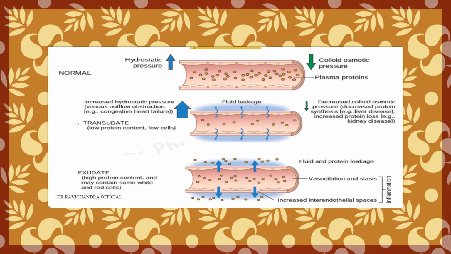So transudate is having low protein content and few cells, whereas exudate will have high protein content and some red blood cells and white blood cells. All this phenomena of the inflammation is because of the increased hydrostatic pressure and decreased colloid osmotic pressure resulting in leakage of the plasma proteins.